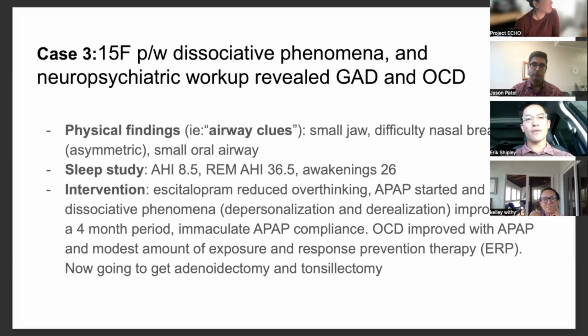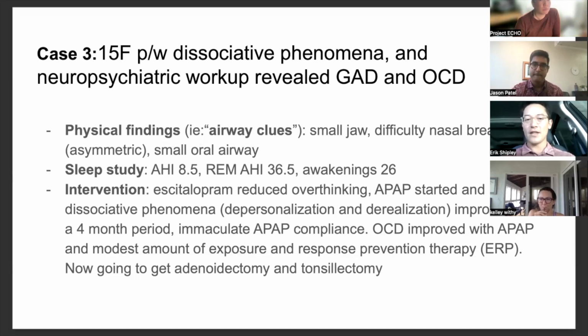Typically, our training will say, if you see dissociative phenomena, think trauma, which isn't unreasonable at all. But it doesn't seem to always be the case. So either we can't find it and we keep looking for it, or perhaps there's another avenue here too, looking at the neural substrate and seeing if there's a vulnerability to dissociation, not only that it's learned, but possibly that it's acquired, I suppose. So the sleep study revealed a total AHI of 8.5, but again, REM AHI 36.5.